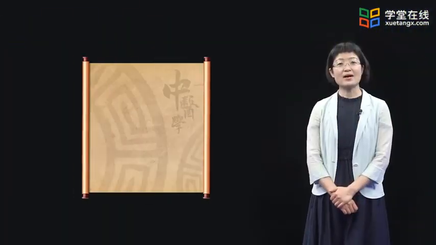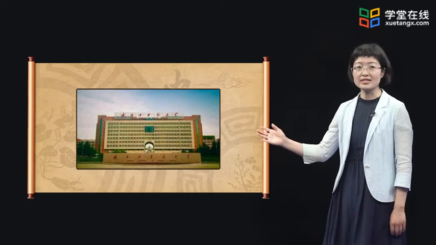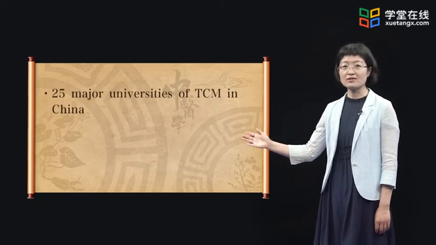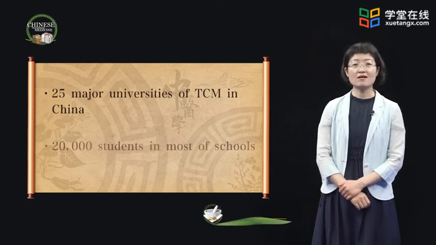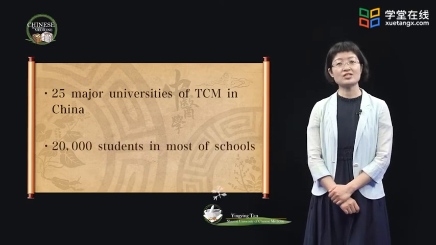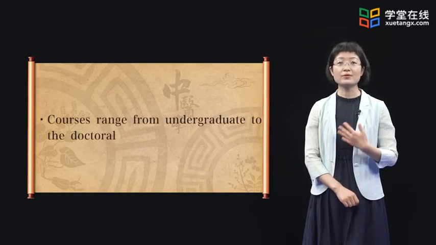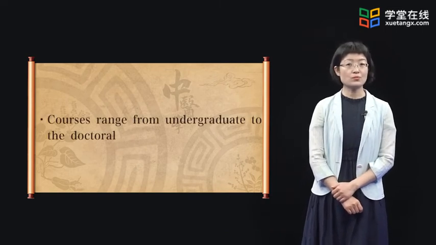The picture is my university. It has a pretty campus and about 20,000 students. There are 25 major universities of TCM in China, with courses ranging from undergraduate to doctoral in both Western medicine and TCM.